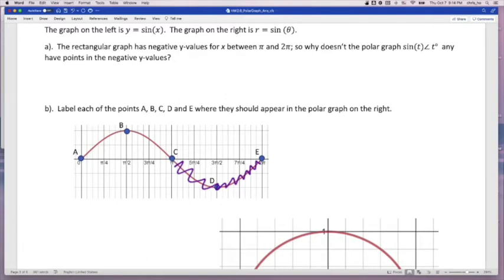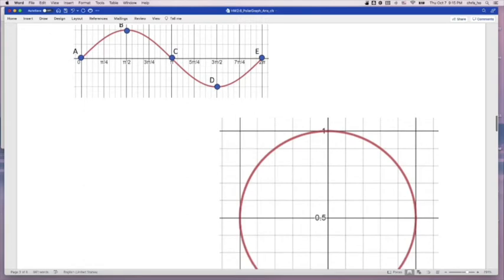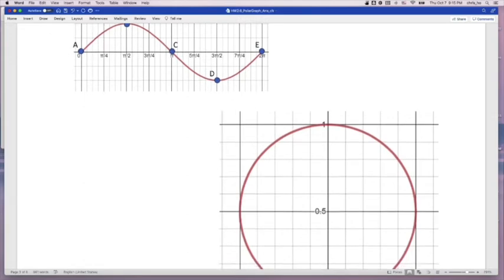I intentionally made the polar graph a little bit larger so that we can see it. So let me switch down a little bit and use this to answer the question. All right.